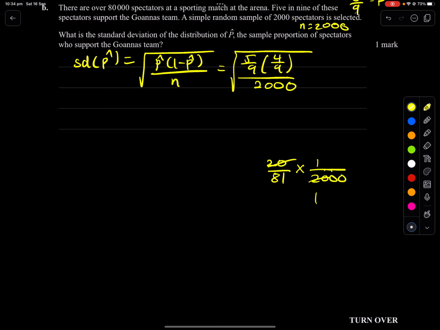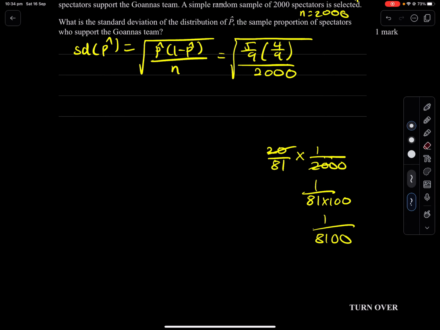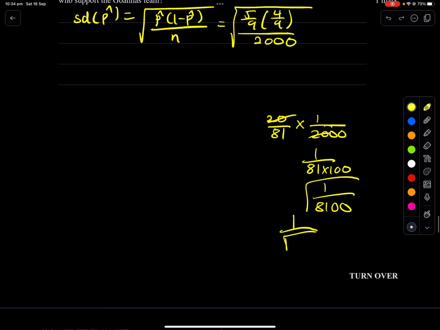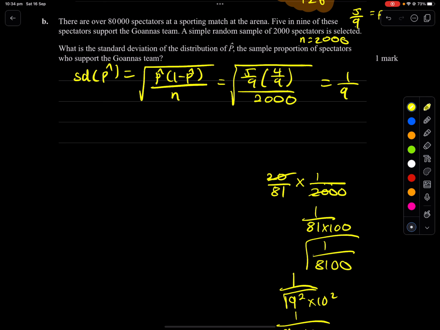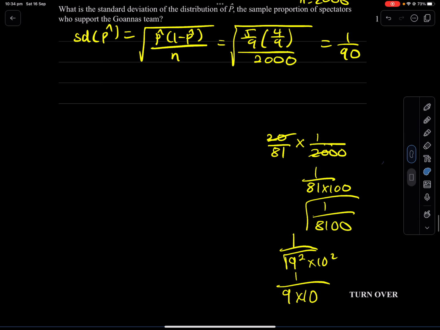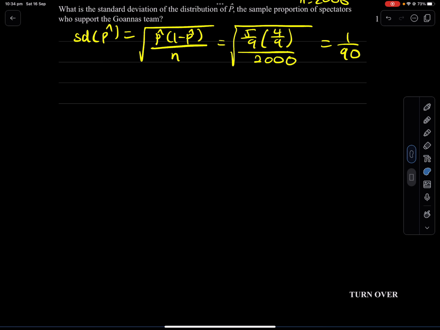These 20 cancel out, so what's 1 over 81 times 100? So 1 over 81, this. Taking the square root of that is 1 over square root of 9 squared times 10 squared, which is just 1 over 9 times 10, so 1 on 90. That's that. Alright. Done.